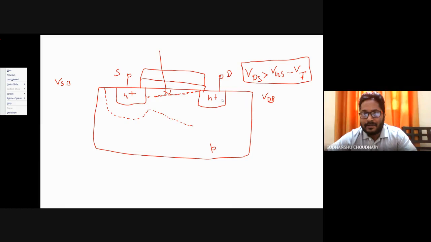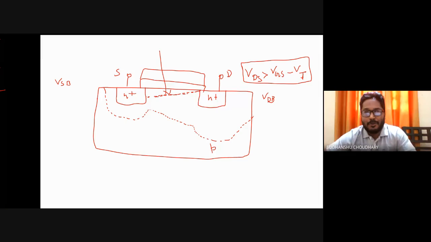Now VD is increased, that is the drain to bulk junction reverse bias is further increased. So under the drain you will see that the depletion region further widens. Now the depletion region may look somewhat like this. Okay, now when VD, VDS, is further increased, very, very large, larger than VGS minus VT, this depletion region under the gate will further increase.